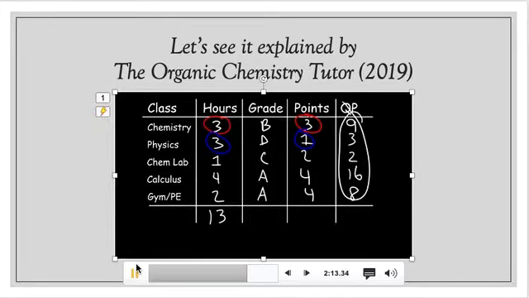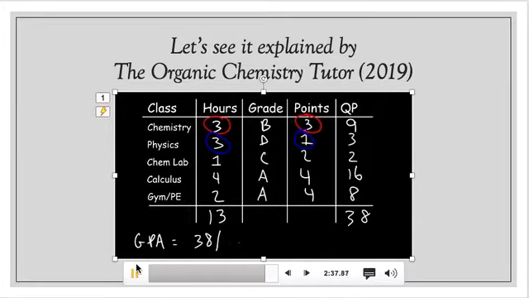Find the total quality points score, or whatever you want to call it. 9 plus 3 is 12, 12 plus 2 is 14, 14 plus 16 is 30, and then plus 8, that's 38. Now the GPA is basically going to be the total quality points, which is 38, divided by the total number of credit hours, which is 13.